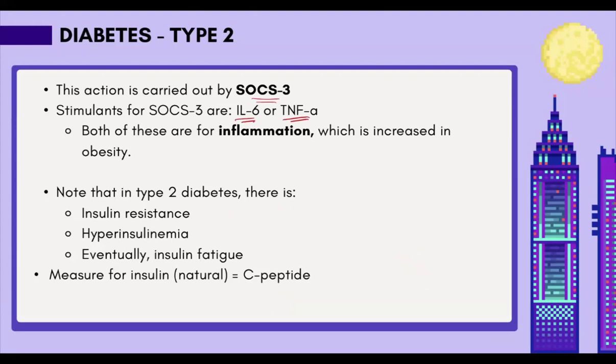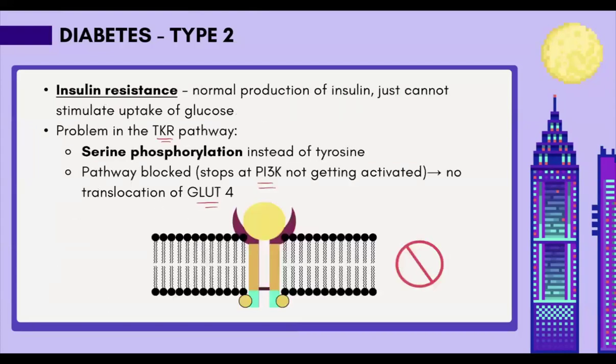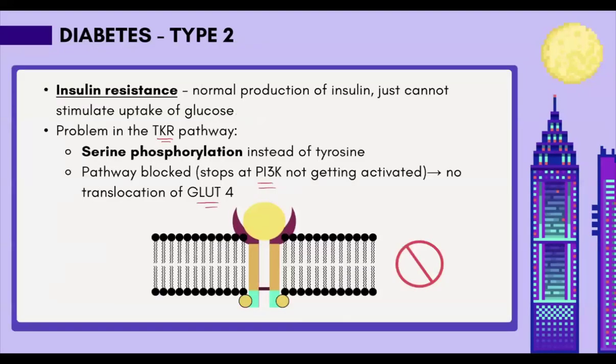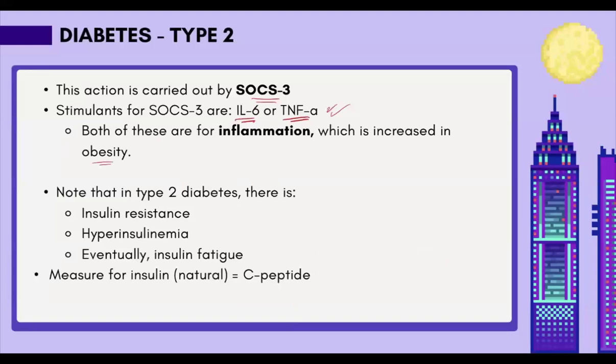These two factors are normally increased when a person has inflammation. And because type 2 diabetes is associated mostly with obesity, in obesity they also notice that a person generally has more inflammation, and these factors are more increased in a patient with type 2 diabetes or obesity. So because of an increase in these two factors, SOCS3 is going to get stimulated and it's going to cause serine phosphorylation instead of tyrosine phosphorylation. And then that stops the main pathway from occurring.